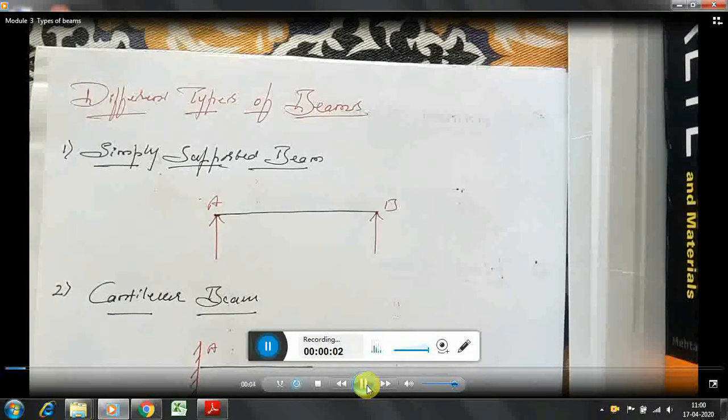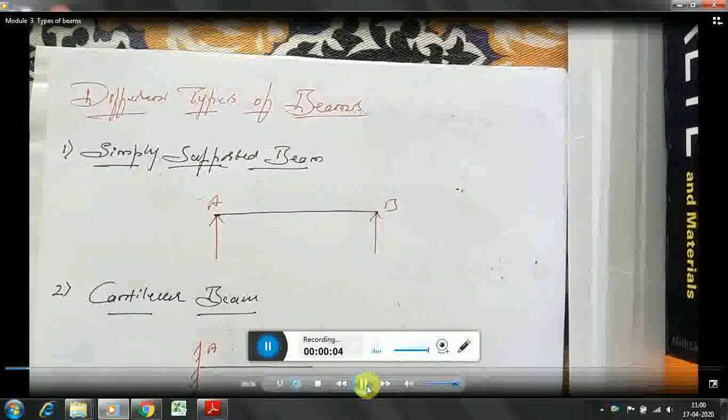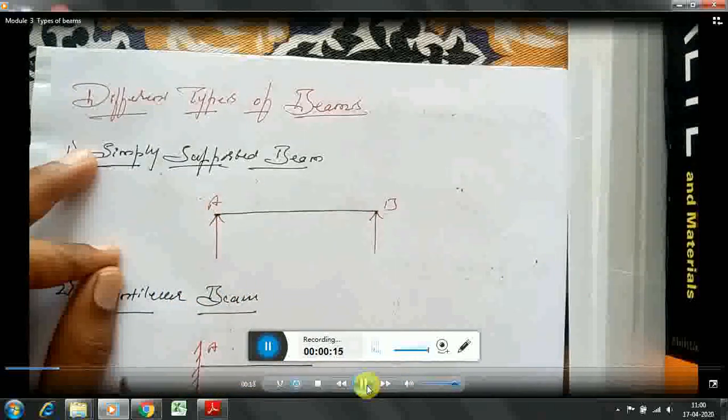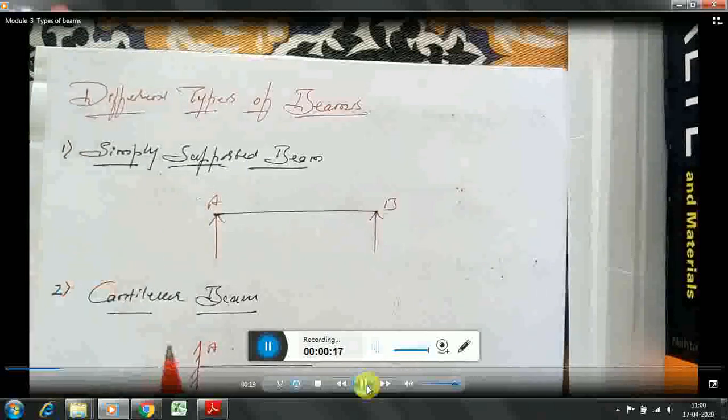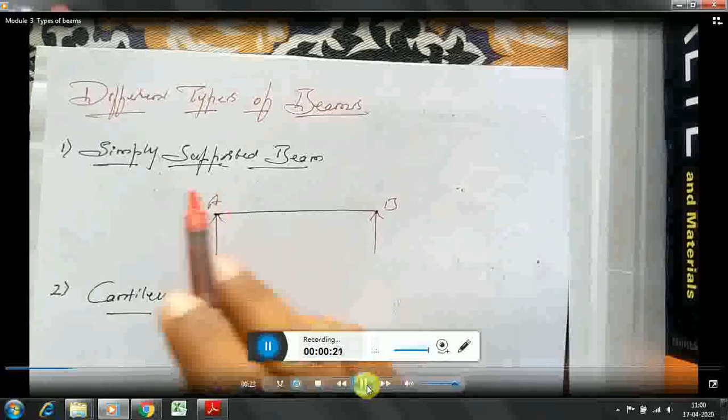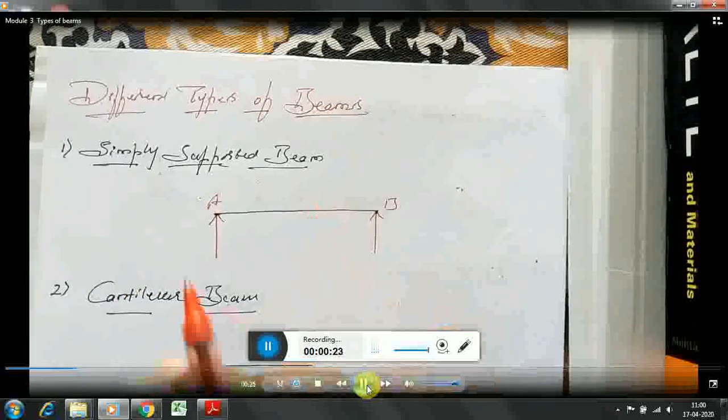Students, in the previous video, I explained what the different types of supports are. Now, in this video, I want to explain the different types of beams, as you can see in the heading. Now, I will discuss. The first one is called a simply supported beam.